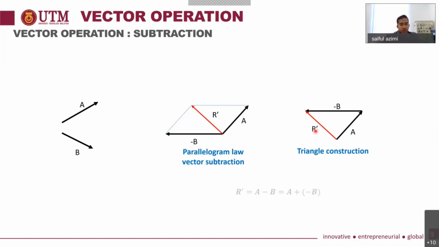Okay, so here the resultant force R equals A minus B, or actually A plus minus B. A plus minus B means the direction of vector B is in the opposite direction of vector A.